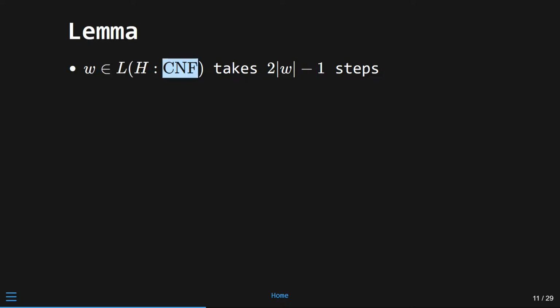Okay. Here's the lemma. Every word that is in a language of a grammar, we're using H for grammar. Why is that? H is alphabetically after G, and okay. And so we specified this is not a CFG, it is not a context-free grammar, it is a Chomsky normal form. Chomsky normal forms are a subset of the context-free grammars that are equivalently powerful. And we say each of these takes 2 times the length minus 1 steps.